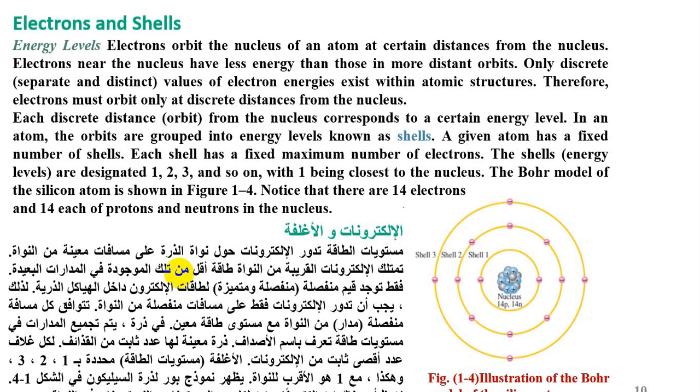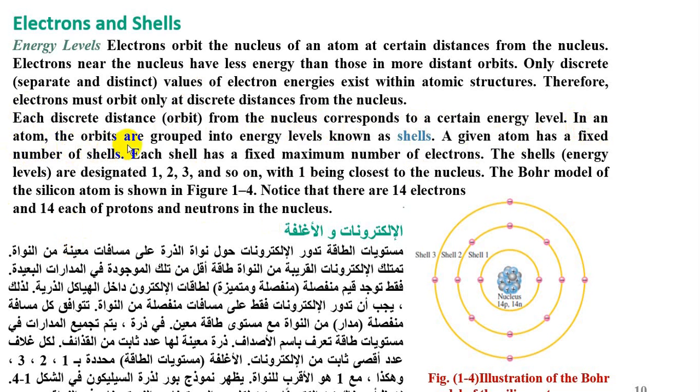Electrons near the nucleus have less energy than those in more distant orbits. Only discrete, separate, and distinct values of electron energies exist within atomic structure. Therefore, electrons must orbit only at discrete distances from the nucleus. Each discrete distance, which we call an orbit from the nucleus, corresponds to a certain energy level.